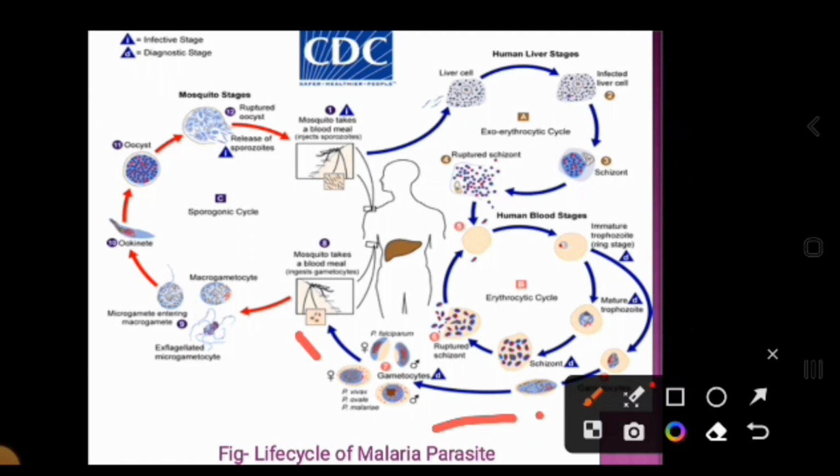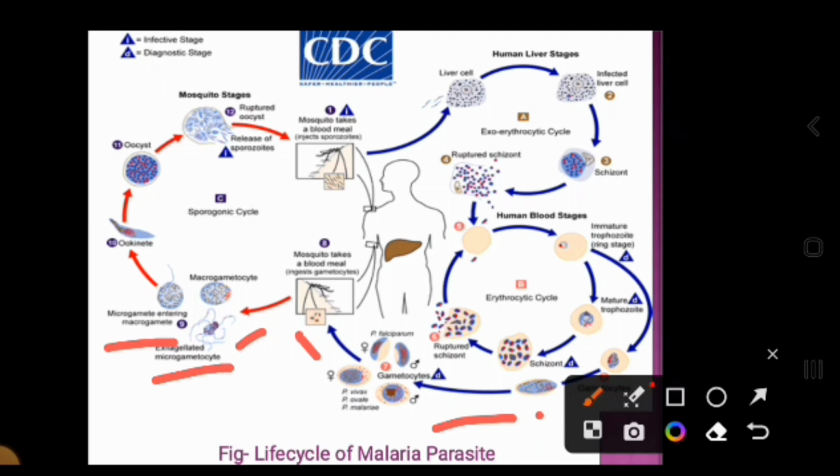Now how do they enter the mosquito's body? We'll discuss. When a mosquito takes a blood meal from a malaria-infected person, these gametocytes enter the mosquito's body. Once inside, in the mosquito's gut, the male gametocytes, the microgametocytes, are converted to microgametes, and the female gametocytes, the macrogametocytes, are converted to macrogametes. The microgamete penetrates the macrogamete.